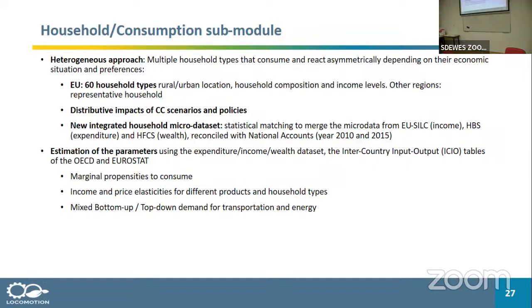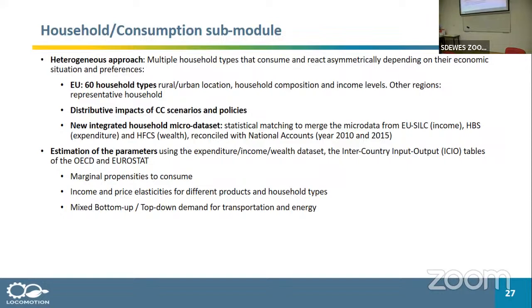In the future, we would like to develop that part, especially in other countries, like for instance in China, India, Russia, United States, Mexico, that we know that data exists, but we haven't accessed that data. This is very important because it allows us to capture the distributional impacts of different climate change scenarios and policies. In order to develop this heterogeneous model, we have created a new integrated micro data set.